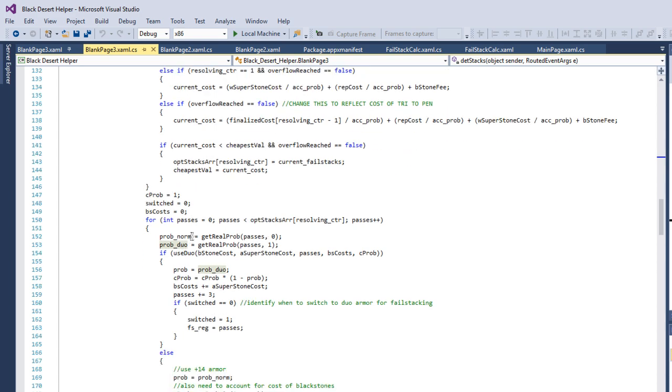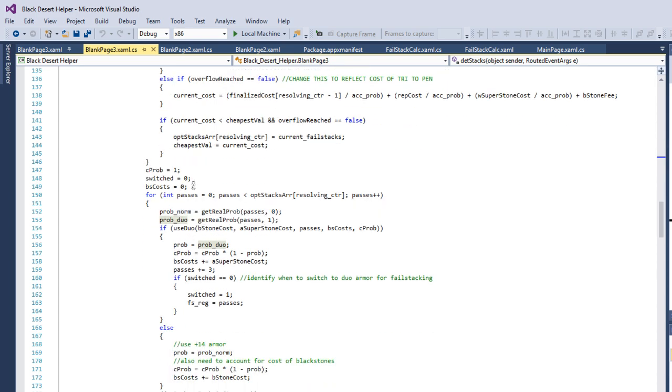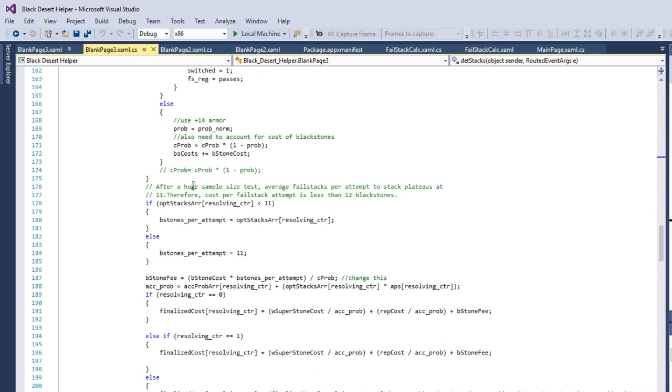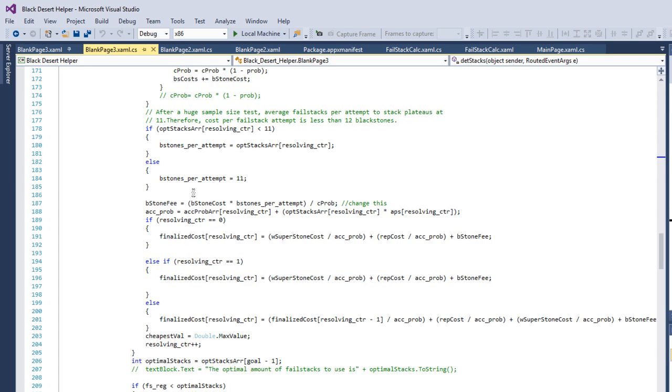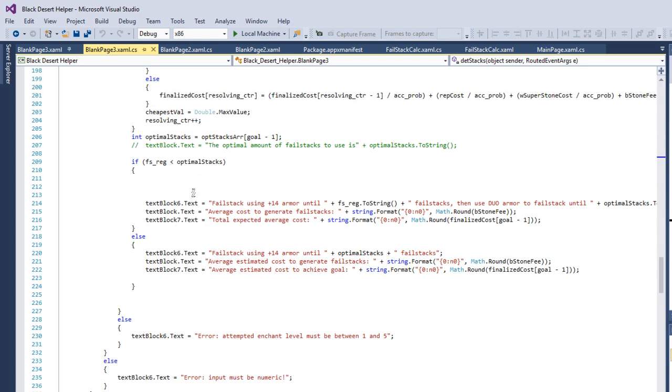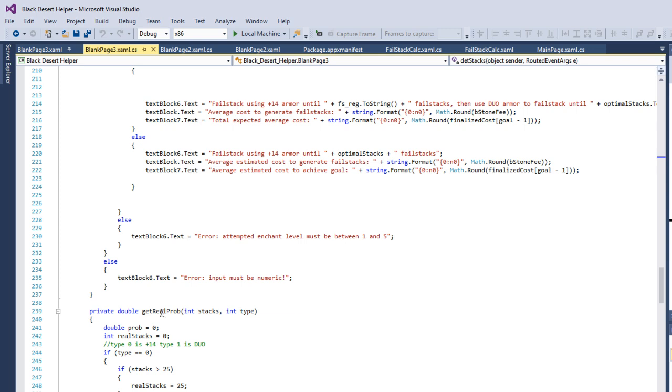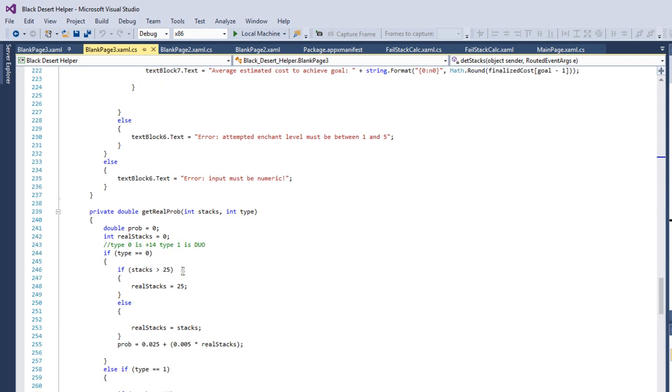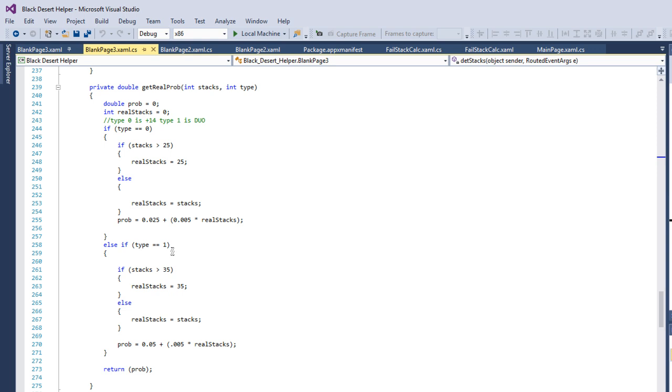And then these values get reset, and then basically the program keeps looping trying to find the best value, and when it does, it recalculates it in this for loop here, doing basically the same thing to confirm it. And yeah, this is kind of the same code here being reiterated. And then basically this code here is the grammar, so how it instructs you to do the fail stacking. Oh, and I didn't show the getRealProbability function, but basically it does that.